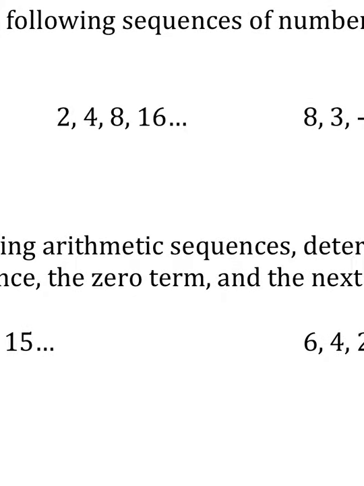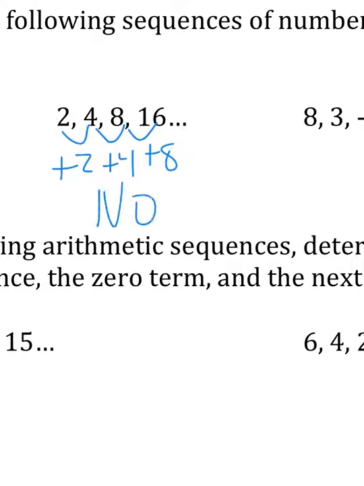If you look at this one, we have 2, 4, 8, 16. From 2 to 4, that's plus 2. From 4 to 8, we're adding 4. And then from 8 to 16, that's plus 8. Plus 2, plus 4, plus 8. That is not adding by the same number every time. So, no, this is not an arithmetic sequence.